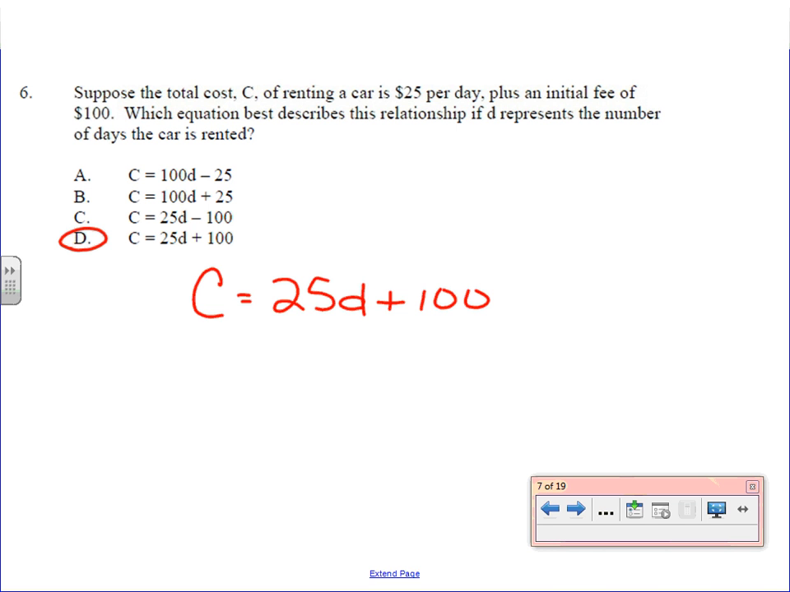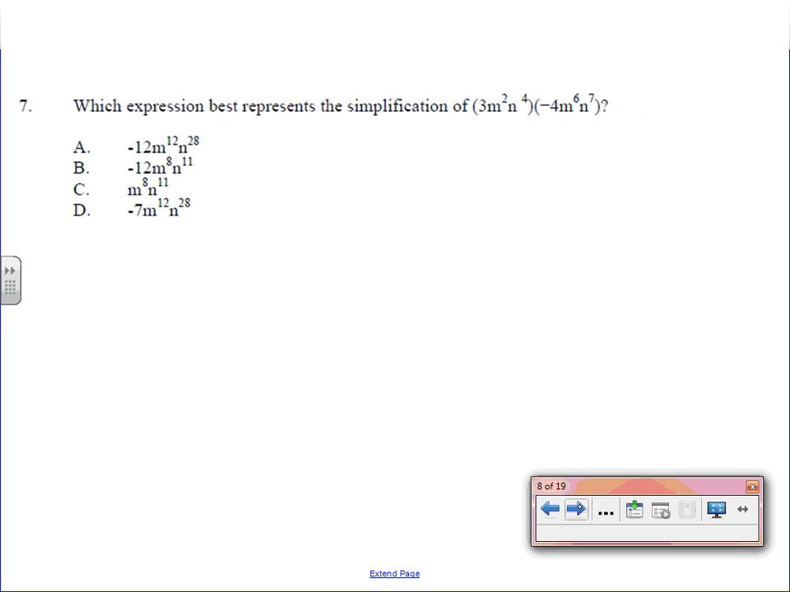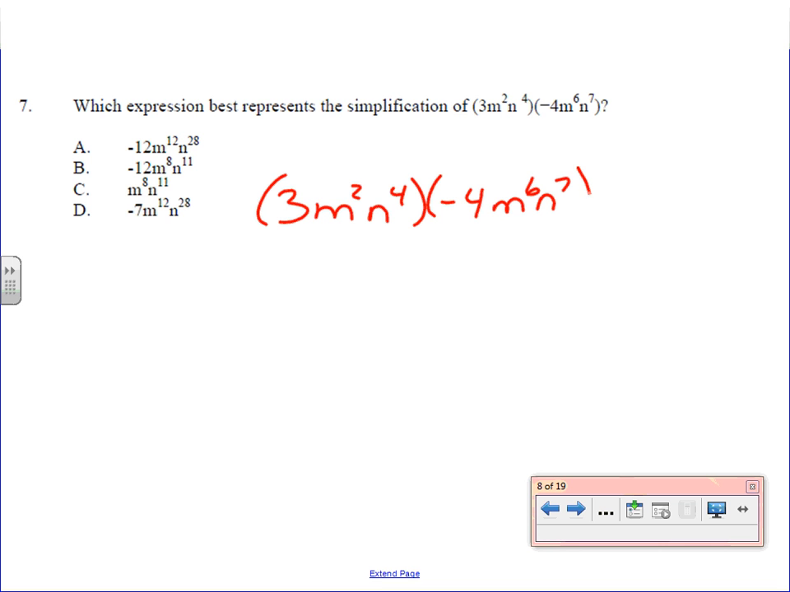Number 7. Which expression best represents the simplification of 3m squared n to the 4th times negative 4m to the 6th n to the 7th? So we're multiplying these two monomials together. Now we're going to start by multiplying big numbers. And what do we call those big numbers again? What are the big numbers in front of the letters? Coefficients. We're going to multiply those coefficients.